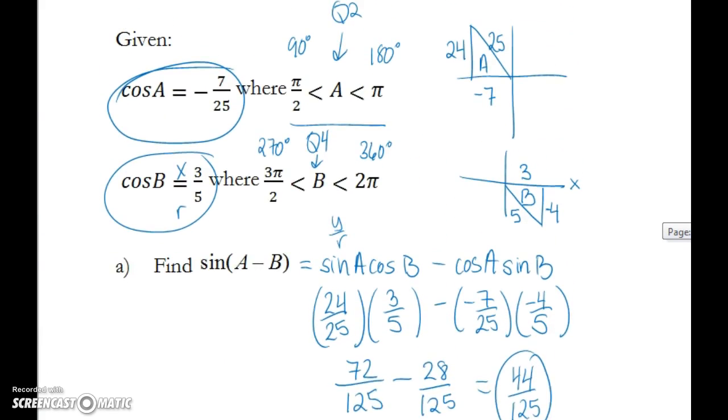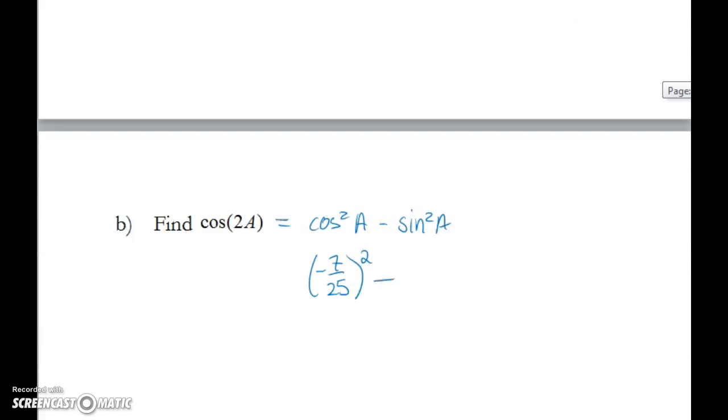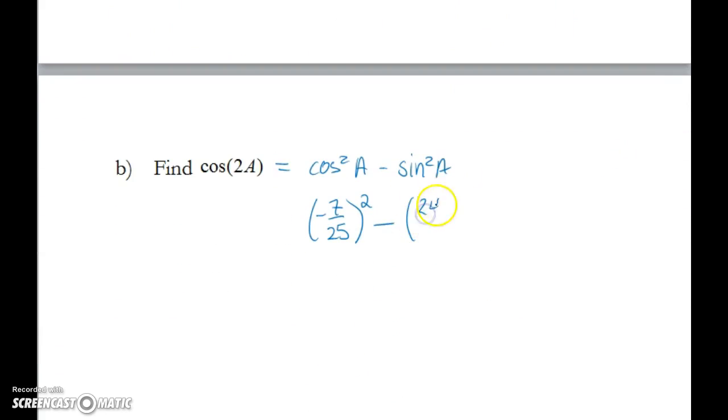So going back to our diagram, sine of A, notice, was 24 over 25. We got that from drawing our triangle. So we're going to replace sine of A with 24 over 25, and again we're squaring it because that's part of our formula. All right, now let's go ahead and do some arithmetic.